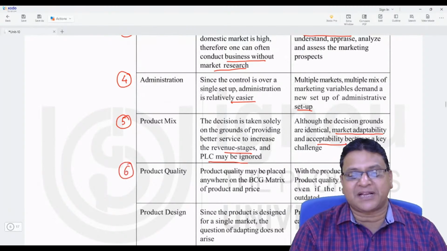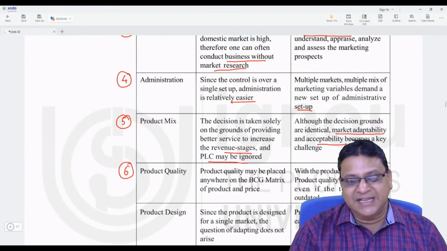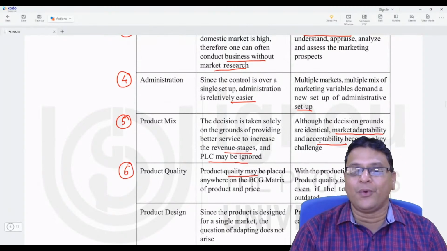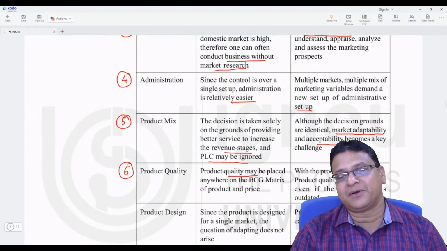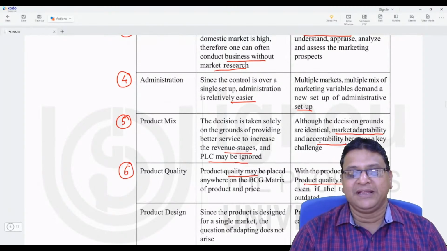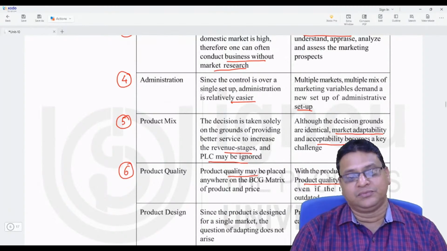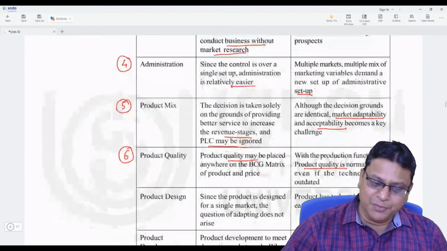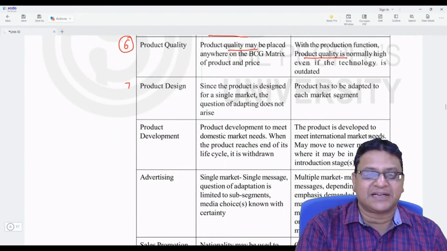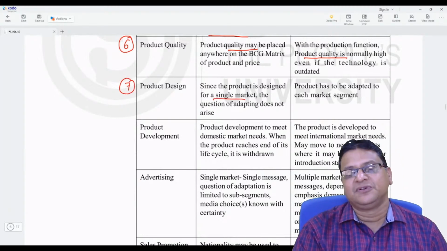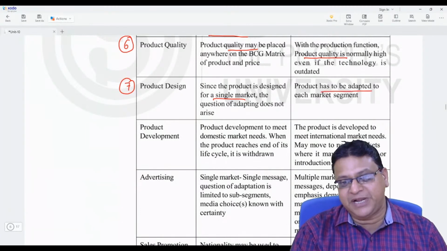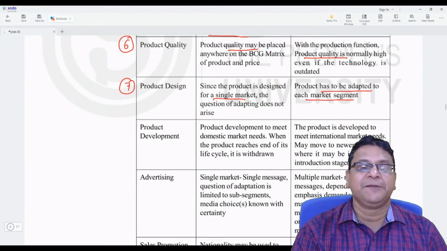In case of domestic marketing, product quality does not play an important role. Quality control does not play an important role. But in case of international marketing, product quality normally plays a higher role. In case of domestic marketing, product is designed for a single market. But in case of international marketing, product has to be designed and adapted for each market segment differently.